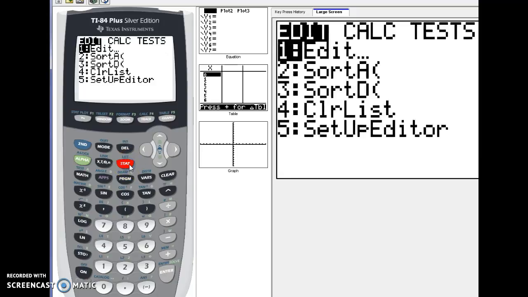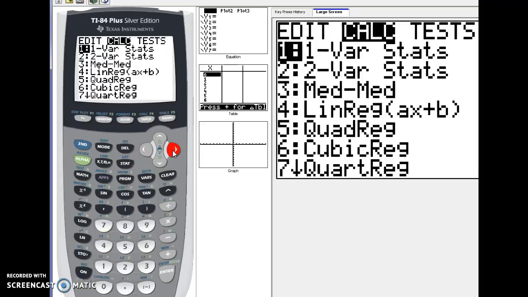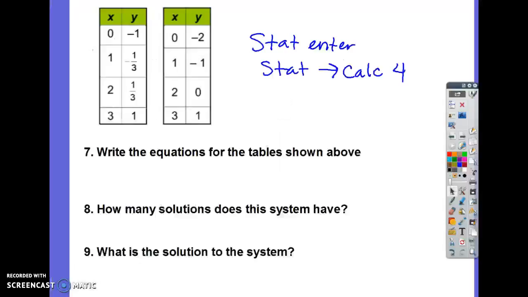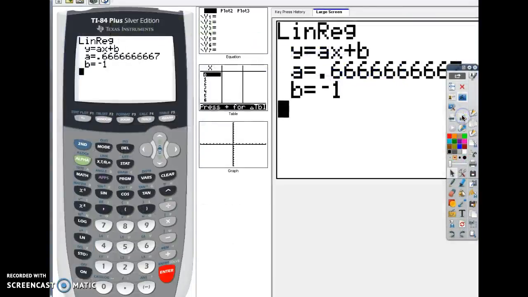Go to stat, arrow over to calc, press 4, enter. And that gives you a repeating decimal. If I was to write that down, that would be y equals -0.6 repeating x minus 1. But I don't want it like this. I need to change this to a fraction.